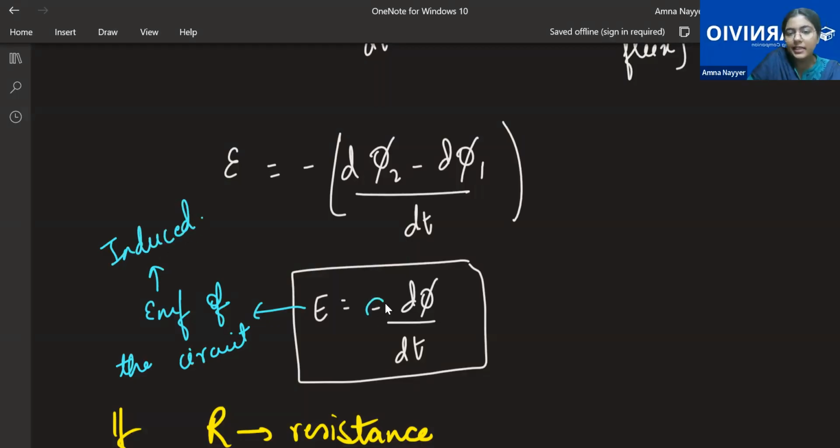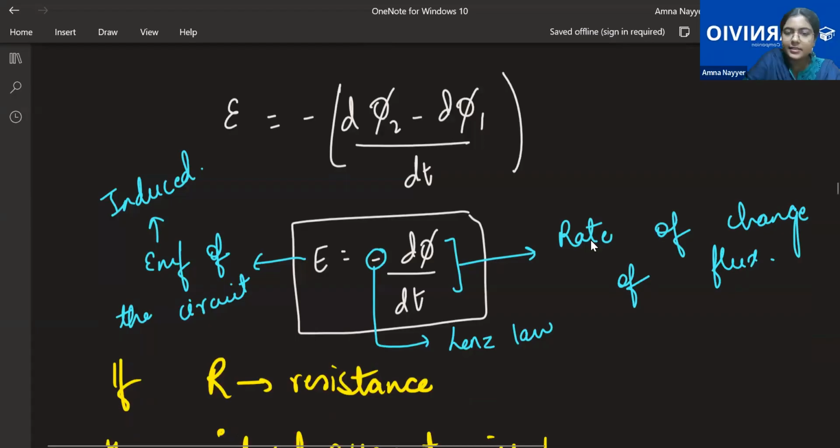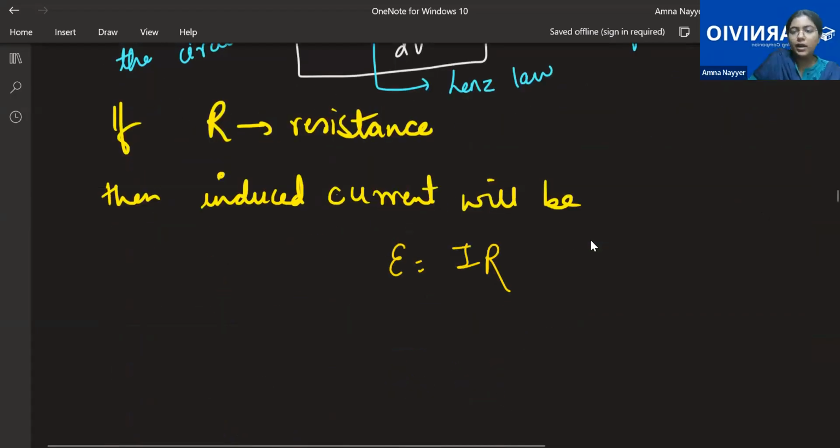The minus sign is given by Lenz's law, which we'll talk about later. And this whole term d phi over dt is the rate of change of flux. Now see, if R is the resistance, we know E is equal to IR.